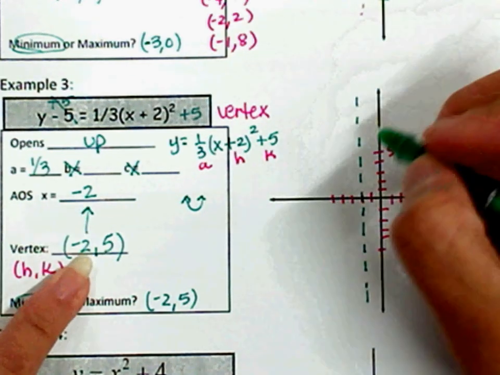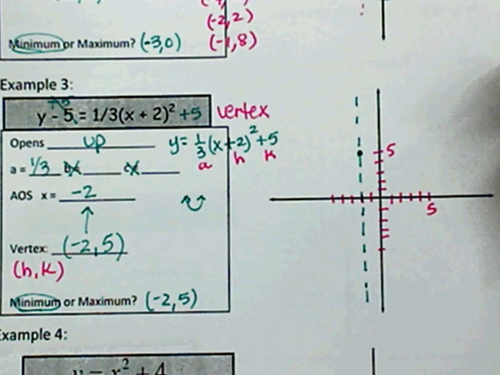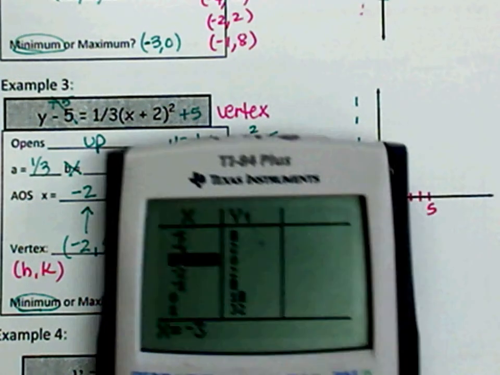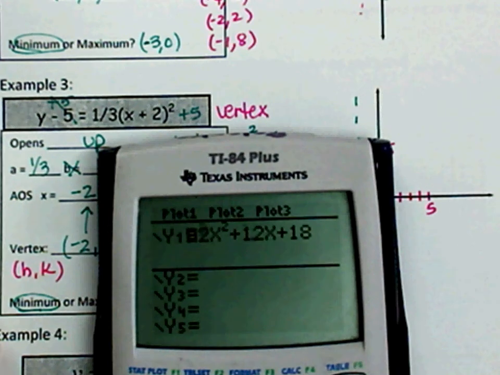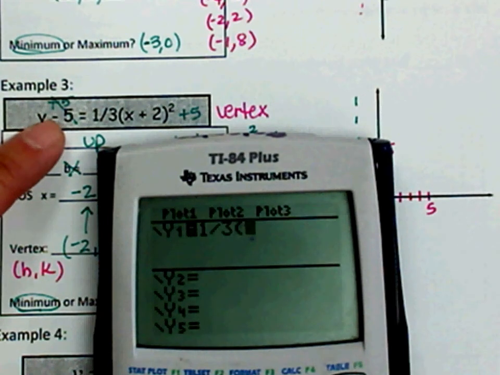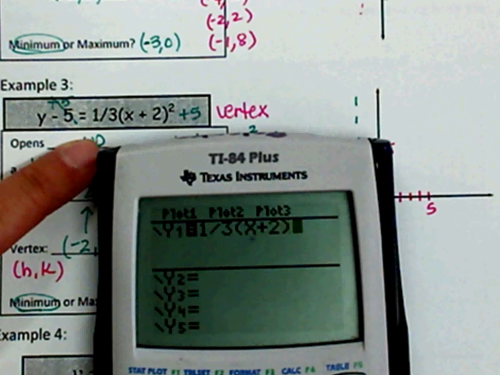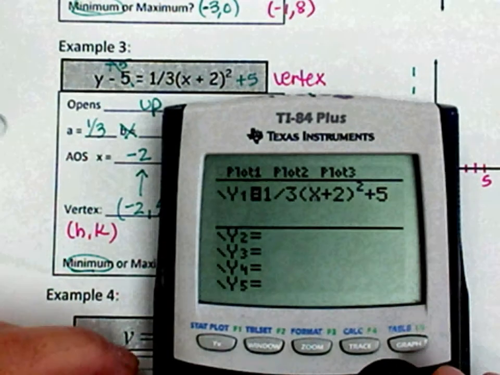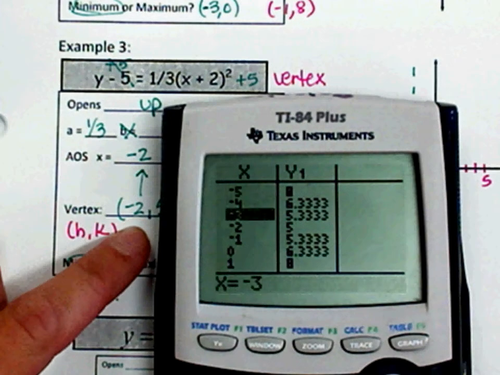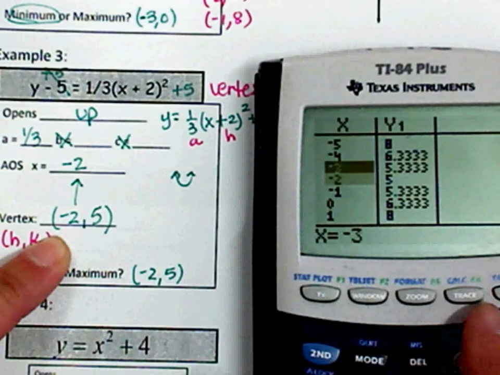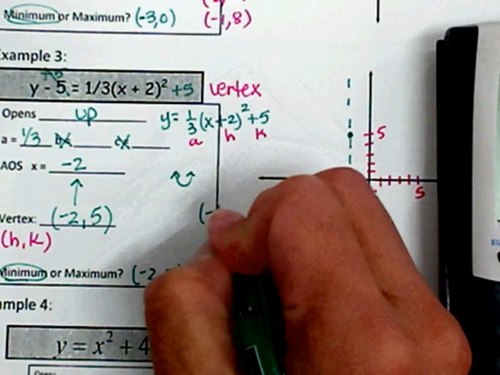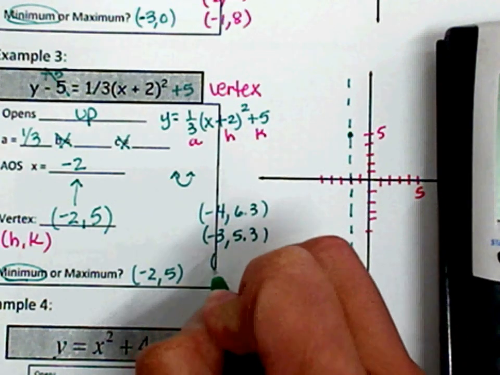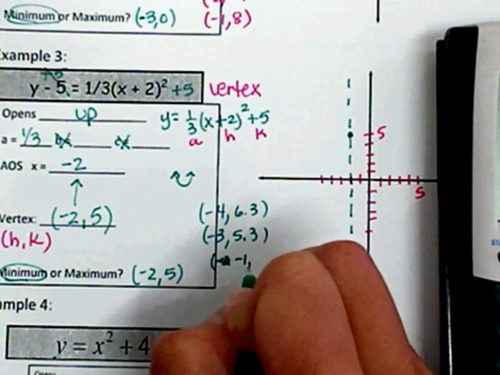All right. Go to your calculator to get your other points. Type it just like you see it. Here we go. 1 divided by 3 parentheses, x plus 2 parentheses squared plus 5. Okay. Just type it correctly. Second table. There's your vertex, so 2 points up. So negative 4, 6.3, negative 3, 5.3, negative 1, 5.3, and 0, 6.3.